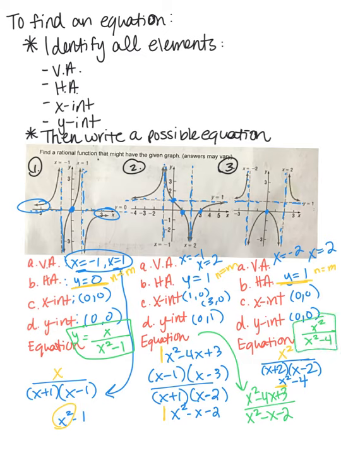Okay. So when we are looking at a graph, the first thing I'm going to do is find all of the elements. I typically like to start with the vertical asymptote because that goes in the denominator. Then I look to the horizontal asymptote and the x-intercept to help me figure out that numerator. All right?